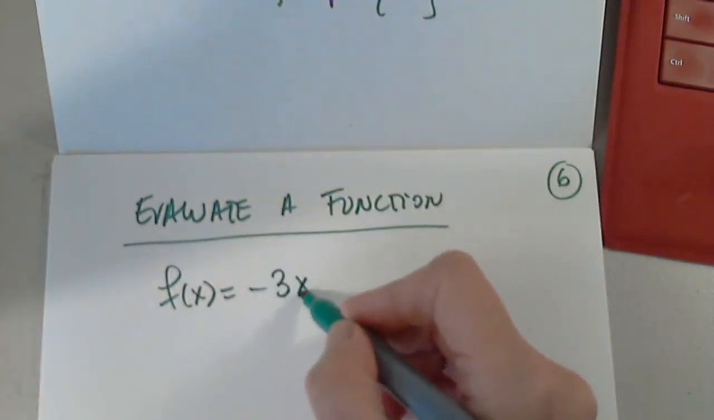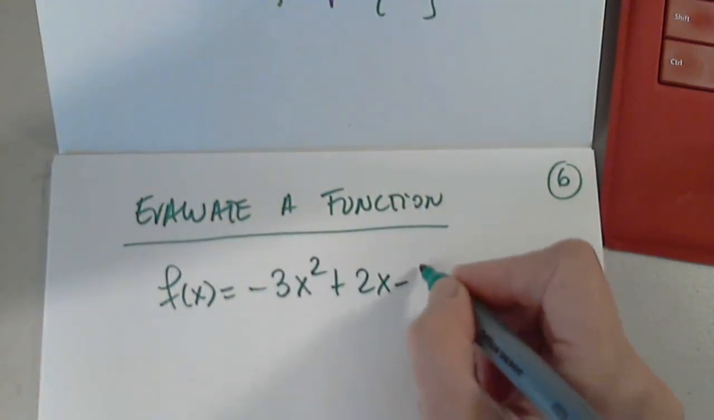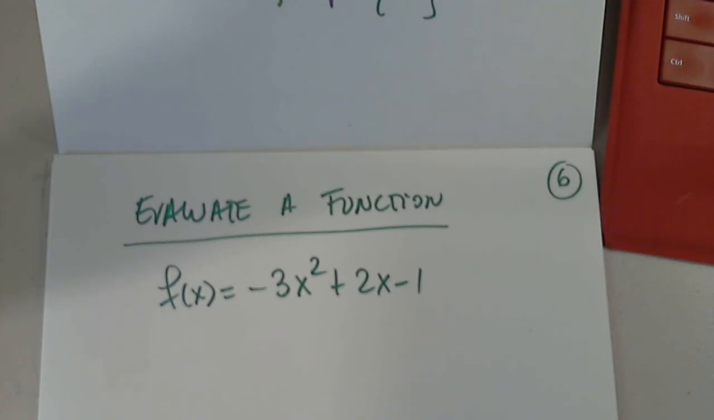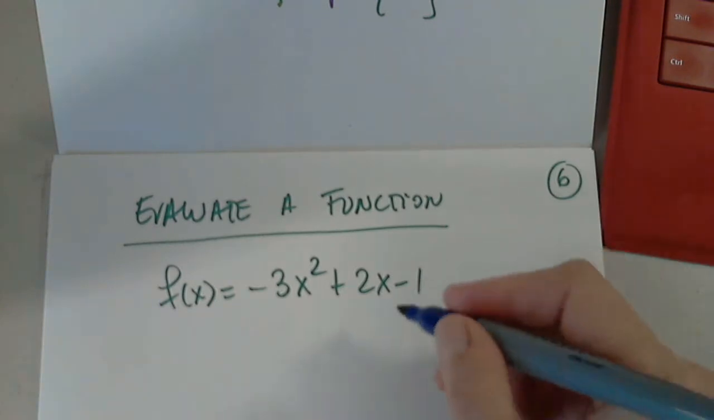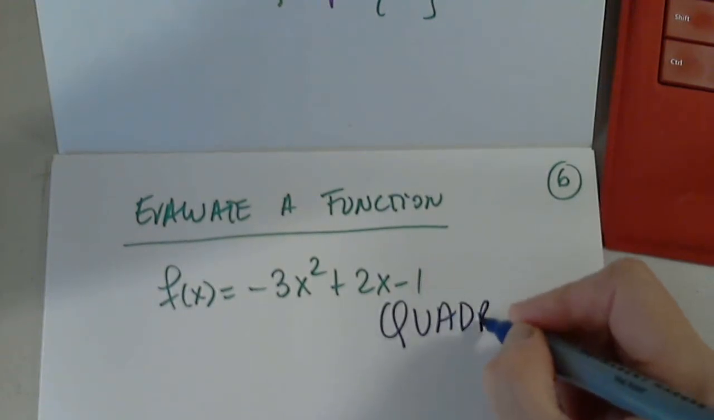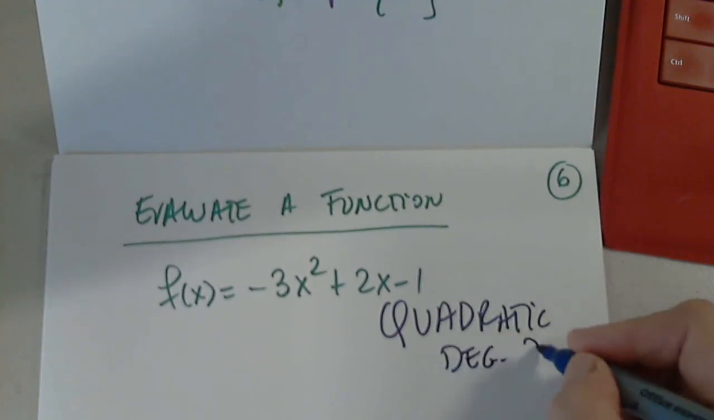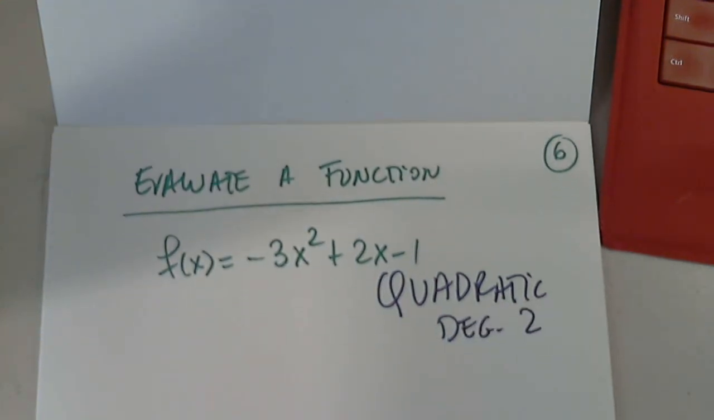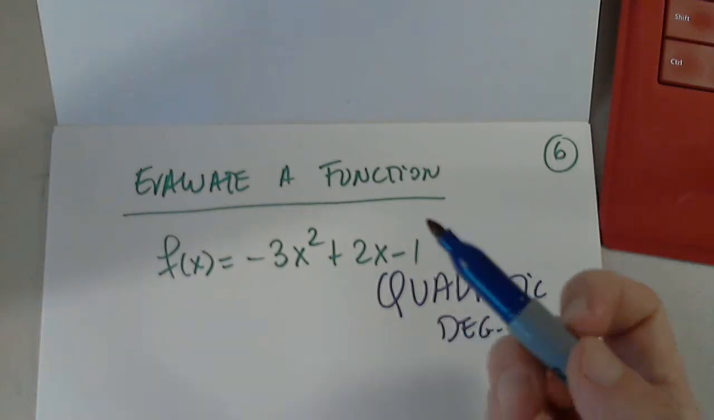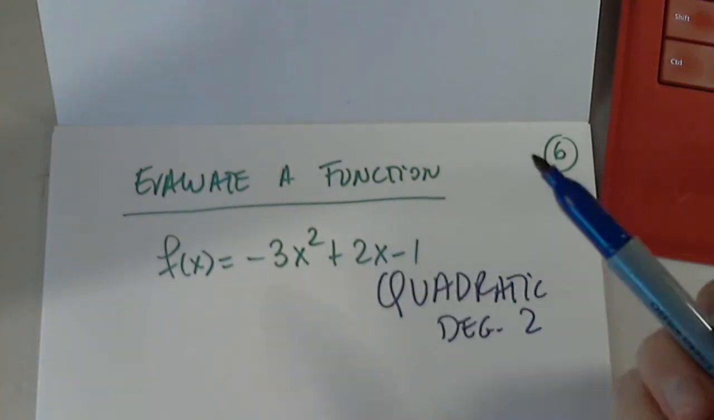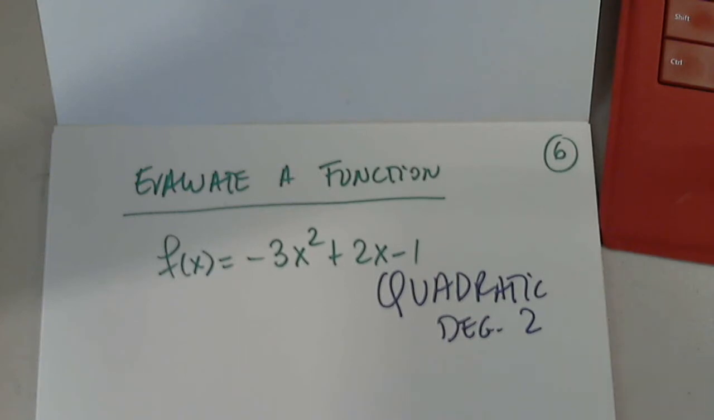f of x equals negative 3x squared plus 2x minus 1. We know from the previous chapter that this is quadratic because it has degree 2. Any polynomial with degree 2 is quadratic. Okay, but if you ask me to explain to you what I see, this is what I would explain.